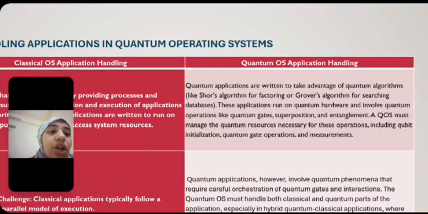But in quantum, applications are written to take advantage of quantum algorithms, and this is the best thing you can ever think of. For example, Shor's algorithm for factoring and Grover's algorithm for searching a database. These applications run on quantum hardware and involve quantum operations like quantum gates, superposition, and entanglement. A QOS must manage the quantum resources necessary for these operations, including qubit initialization, quantum gate operations, and measurements.